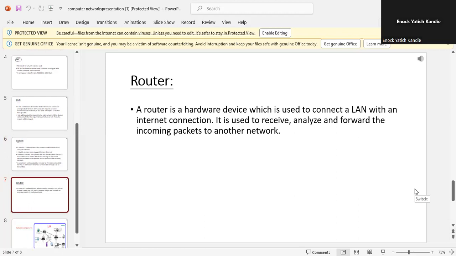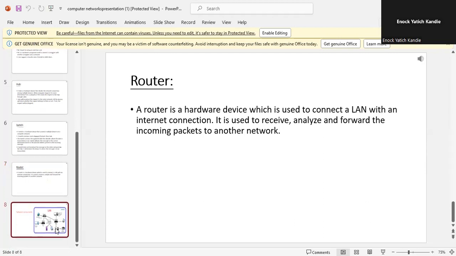We have our next component, which is a router. A router is a hardware device used to connect a LAN with an internet connection. It's used to receive, analyze, and forward the incoming packets to another network. So that is a router.